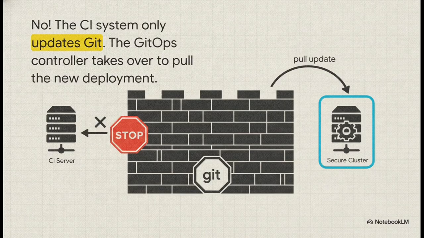And this is the strict, fundamental mechanical boundary of GitOps. GitHub Actions should only ever update the configuration repository on Git. Its job completely ends right there. The GitOps controller, sitting safely and securely inside the cluster, takes over from that exact point. It sees the update waiting in Git, and it pulls the deployment in itself.